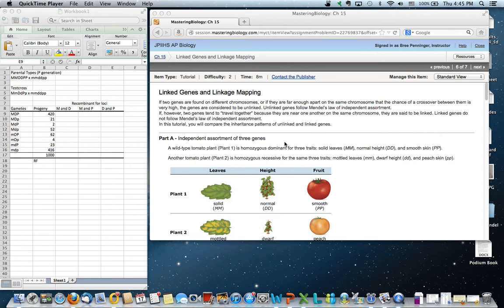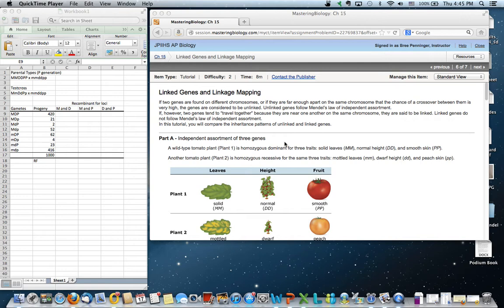I'm going to talk to you guys a little bit about how to calculate linkage map units in genetics. So we were talking today about how to determine what a recombinant organism was. The first thing we're going to do is look at this problem in Mastering Biology. This is chapter 15, and it's item number 6 in your homework. You can see the problem here on the right.